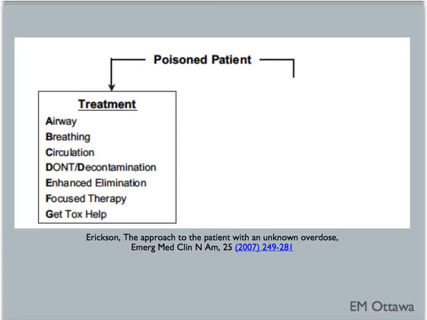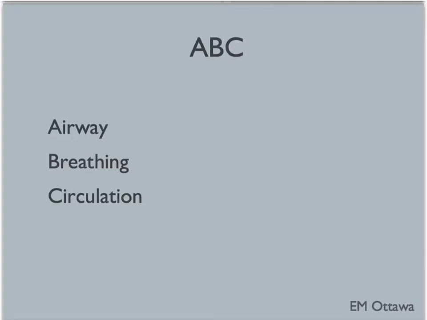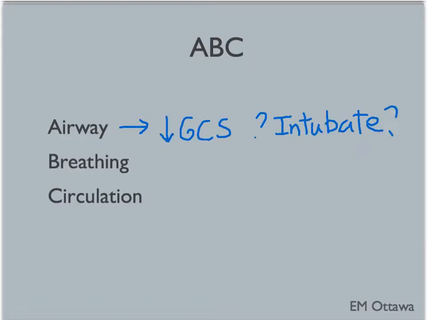The first step in the treatment arm consists of the basic approach to any patient in the emergency department, A, B, C. First, airway. As with all emergency patients, we must ensure their airway is patent. This might mean an intubation in the patient with a decreased GCS. 2. Breathing. We need to ensure the patient is ventilating and oxygenating properly. If the patient is hypoxic, we will give them supplemental oxygen.